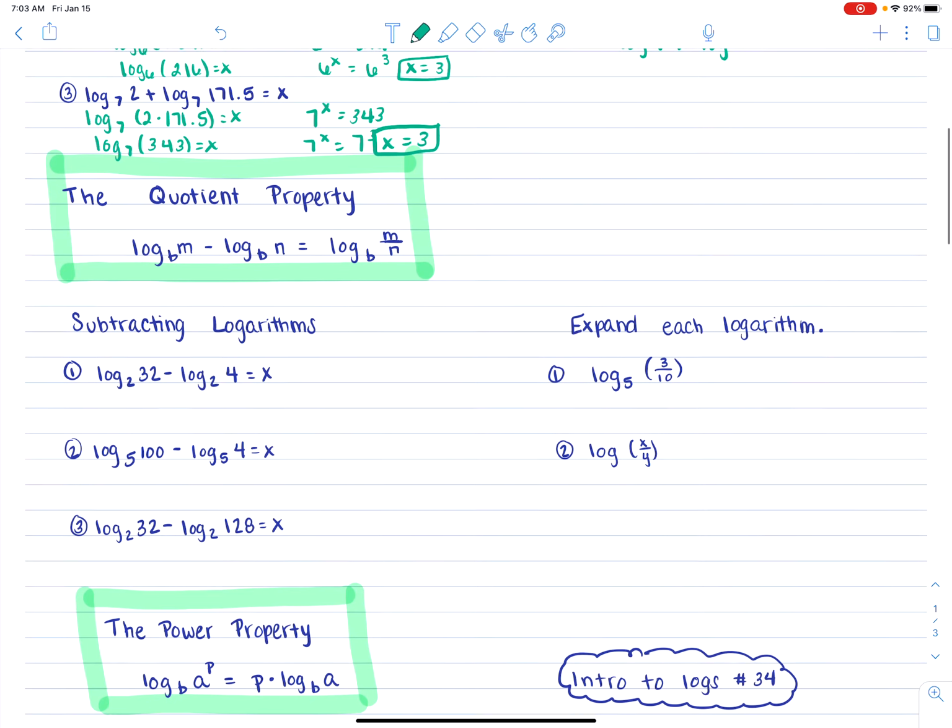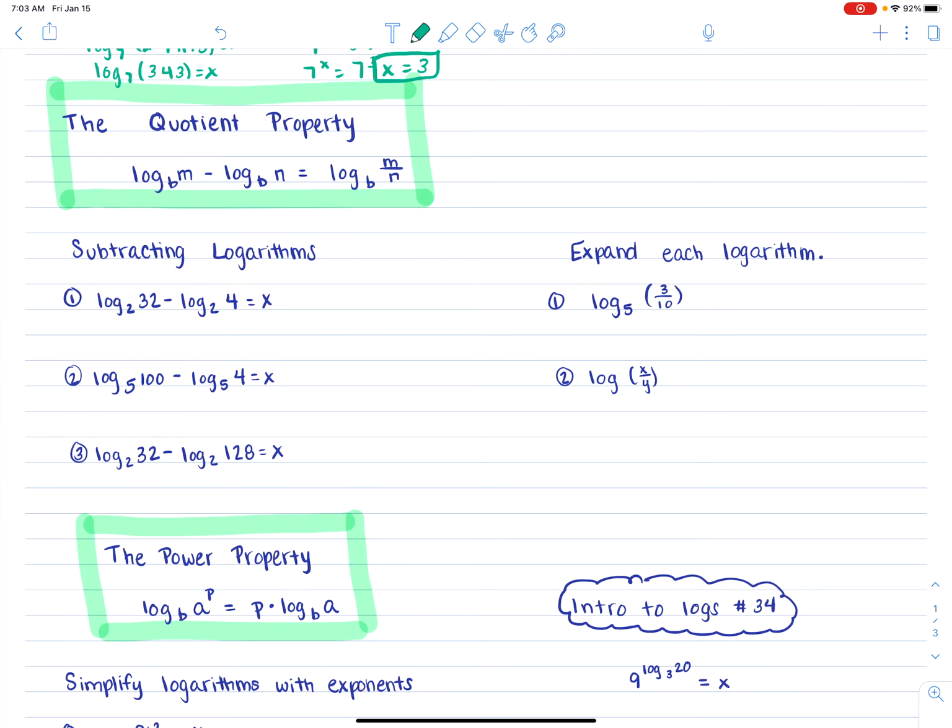The next property is the quotient property. So very similar. If we add, we multiply. But if we subtract, we divide. Okay, now you need to notice the order. Whatever log is written first, m, is going to be the numerator of your fraction. Whatever log is written second, n, is going to be the denominator.